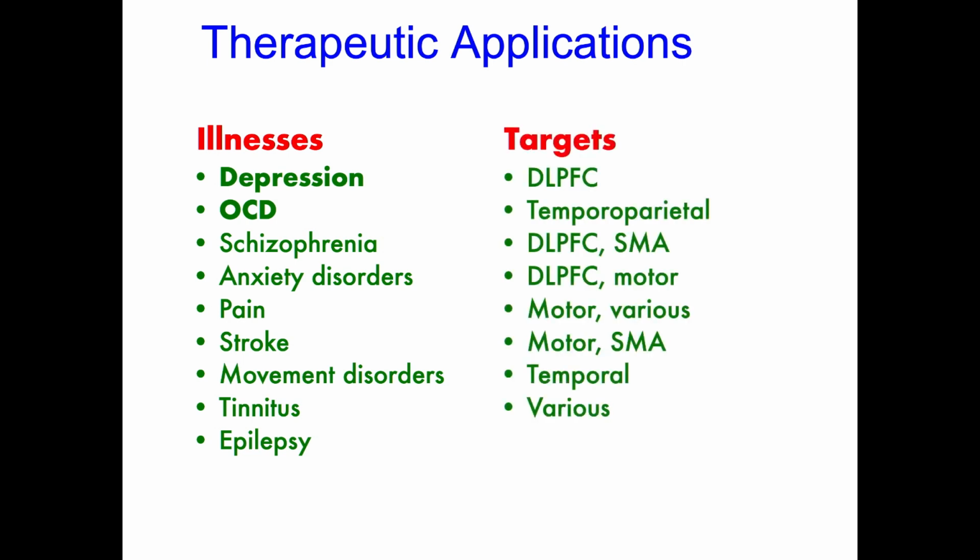There are many targets of TMS in the brain: the dorsolateral prefrontal cortex, the temporal parietal areas in the brain, motor areas, the motor systems of the brain, temporal memory systems, and sensory systems as well. So this is a tool that can be used in a variety of ways, and hopefully in many therapeutic ways.